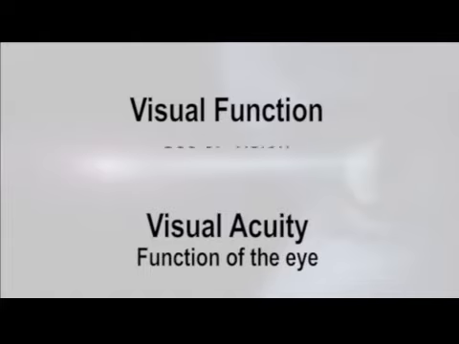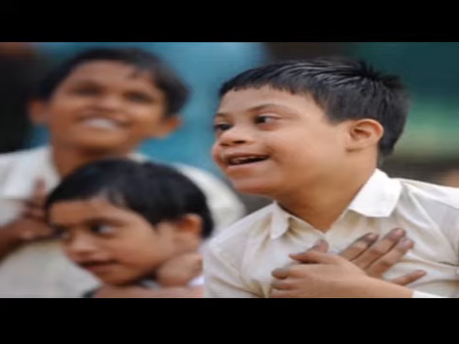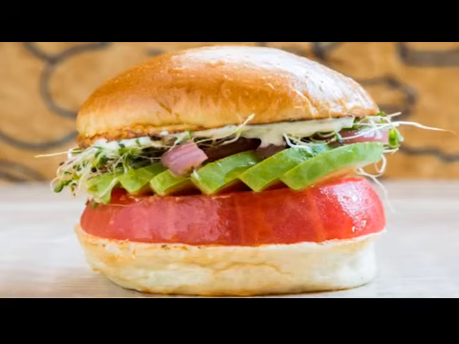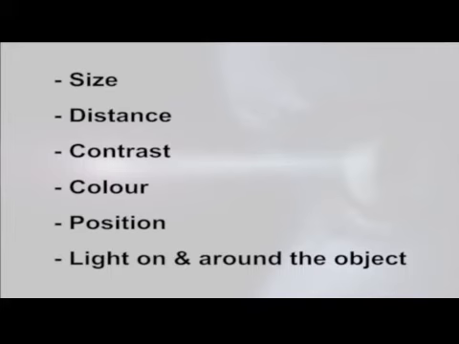Visual function does not necessarily correlate with visual acuity. Visual acuity measures the function of the eye, whereas functional assessment measures the use of vision. Diagnosis, prognosis and visual acuity may not reflect how the child uses his vision in the environment for activities of daily life. For functional visual assessment, familiar objects have to be used, like food items and playthings. The size, distance, contrast, color, position and light on and around the object are the factors that need to be taken care of while choosing and using objects for testing.